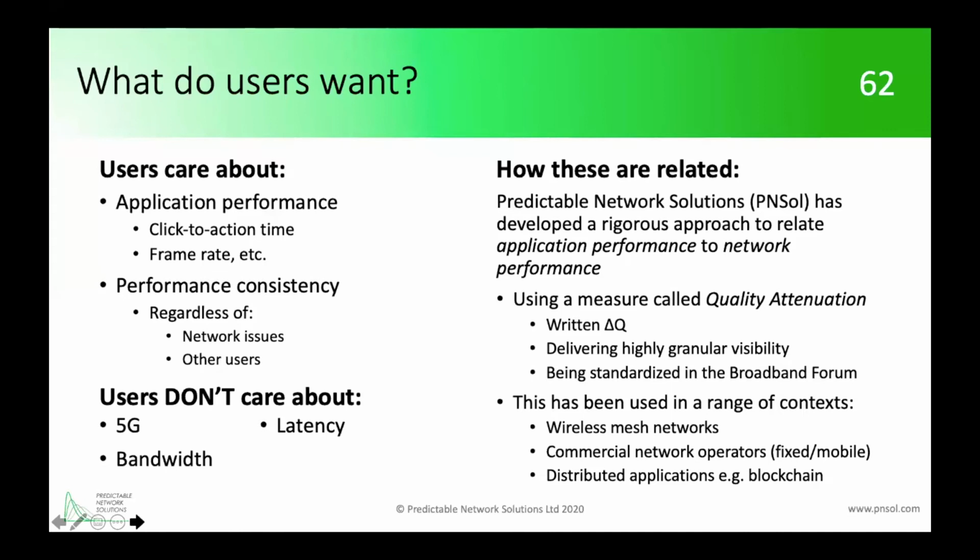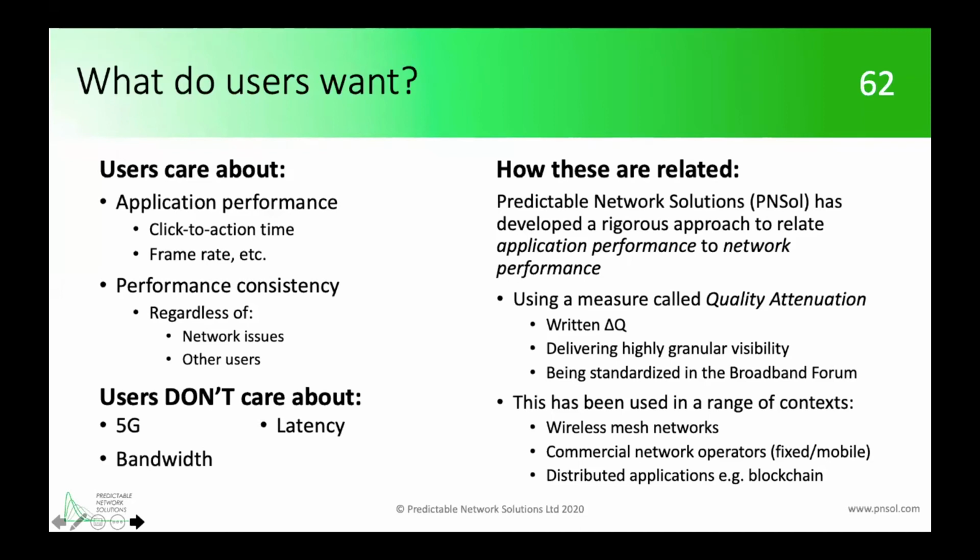So what we have been doing over the last 15 years really is to develop a rigorous, mathematically based approach to relate application performance to network performance. And we do this via a measure that we call quality attenuation, which for historical reasons we write delta Q. And this is a mathematically composable measure. I'm not going to go into the significance of that, but that is quite important for the things you can do with it. But from the point of view of projects, it delivers highly granular visibility about what's happening in the end-to-end network. And this is an approach which is currently in the process of being standardized in the Broadband Forum.